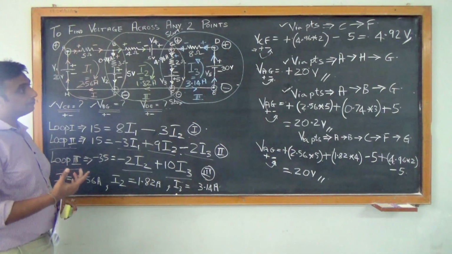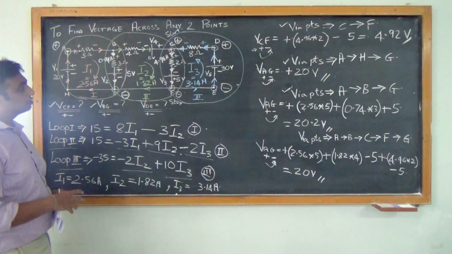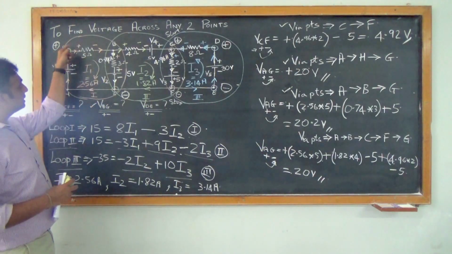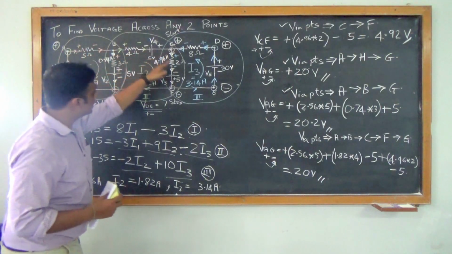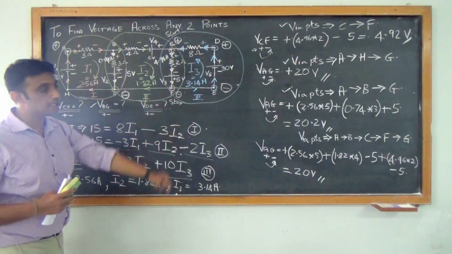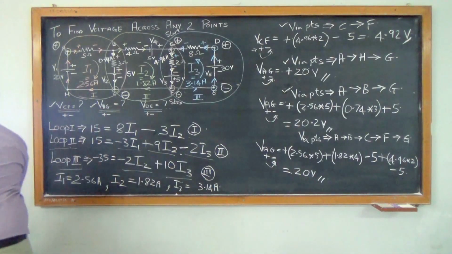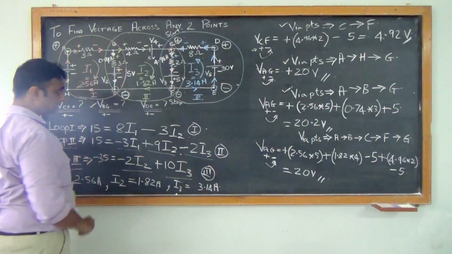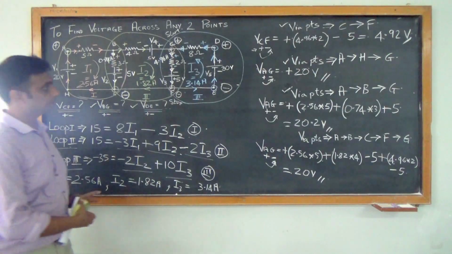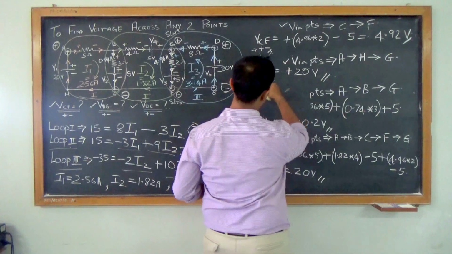So even if you do via these points, you will yield the same result, that is 20 volts. So in this way, I can find out the value of voltage across any 2 points. No matter if it is points VAG, I can take either this loop, or this loop, or this loop, or this loop. I will yield the same result, that is 20 volts. Now we have found out the voltage across VCF, VAG. Now we will find out the voltage across VB. So I will drop this. This is the shortest way.